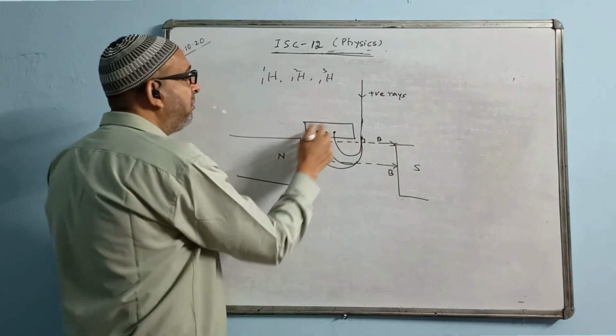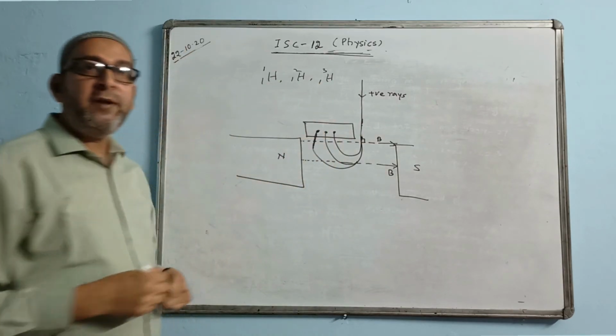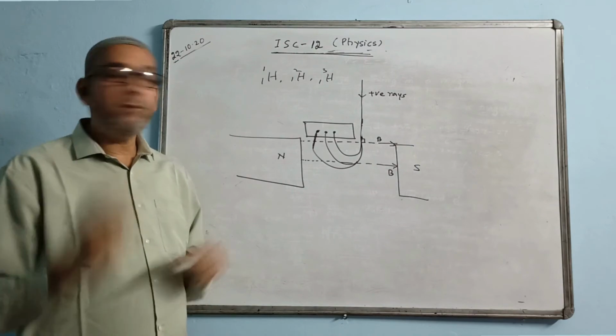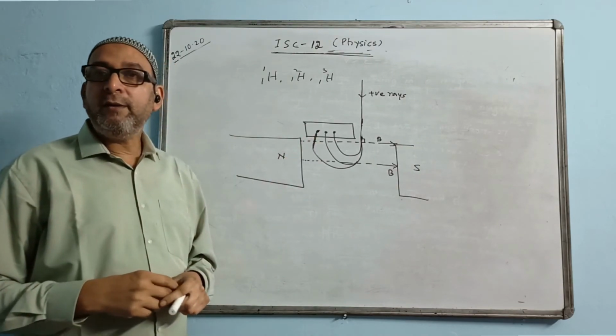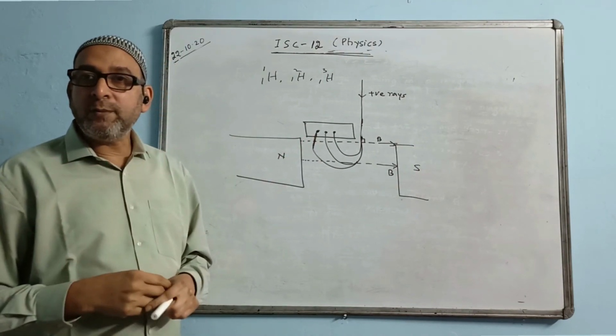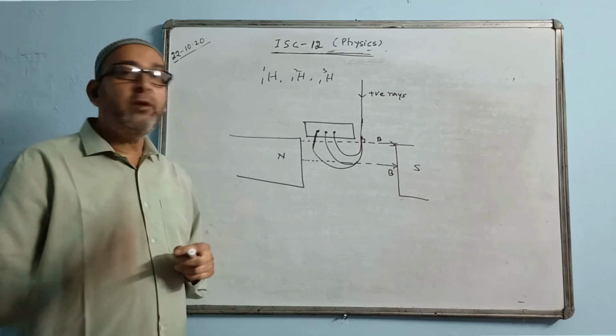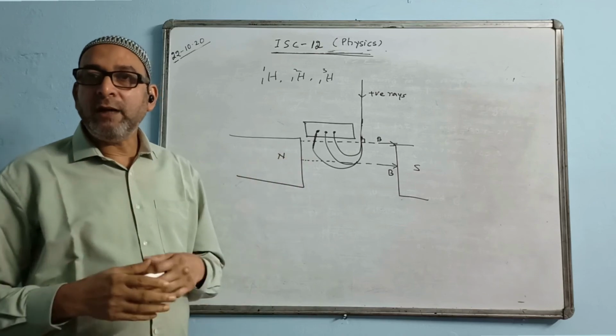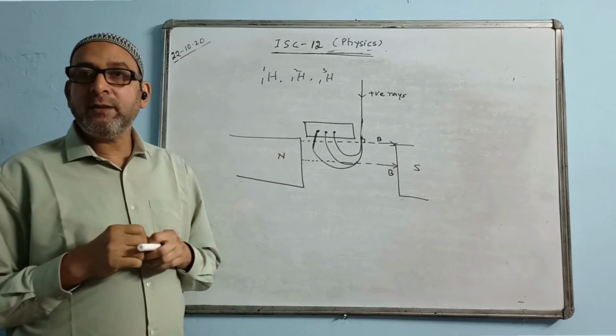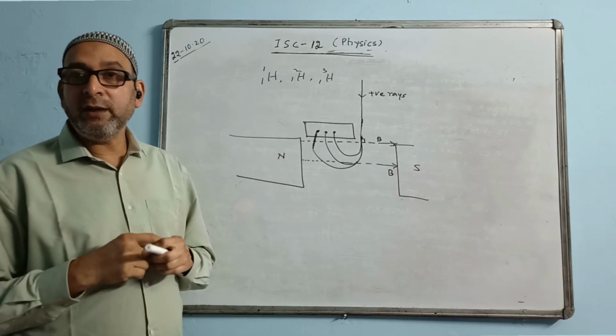If it has three isotopes, there will be three spots. If any element has two isotopes, there will be two spots. If there are four, then four isotopes are there. So their masses are different. If there is only one spot, that means it doesn't have any isotopes. So most of the elements have isotopes in nature.